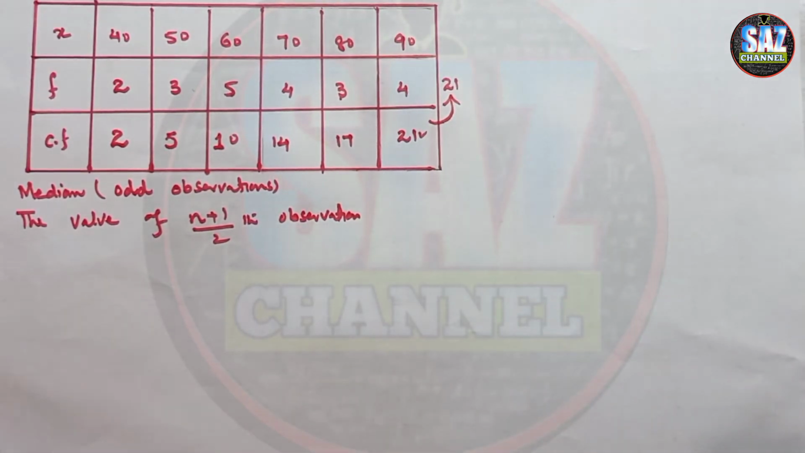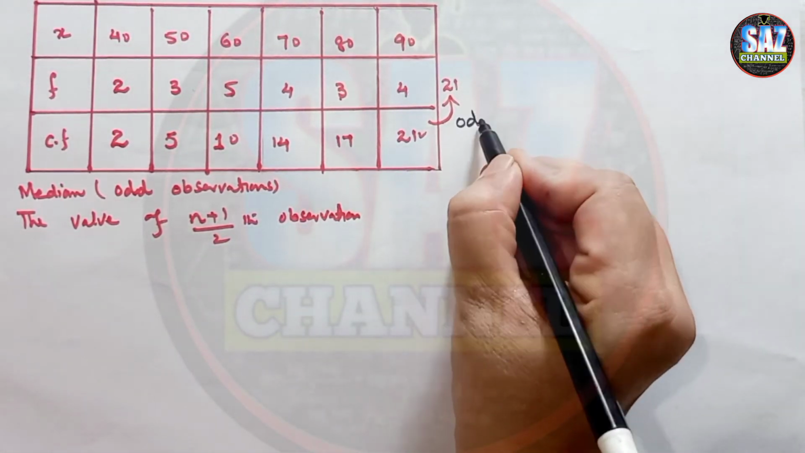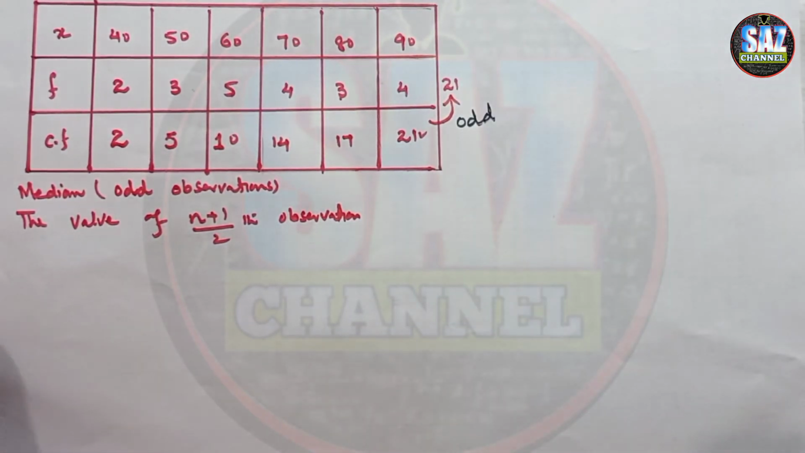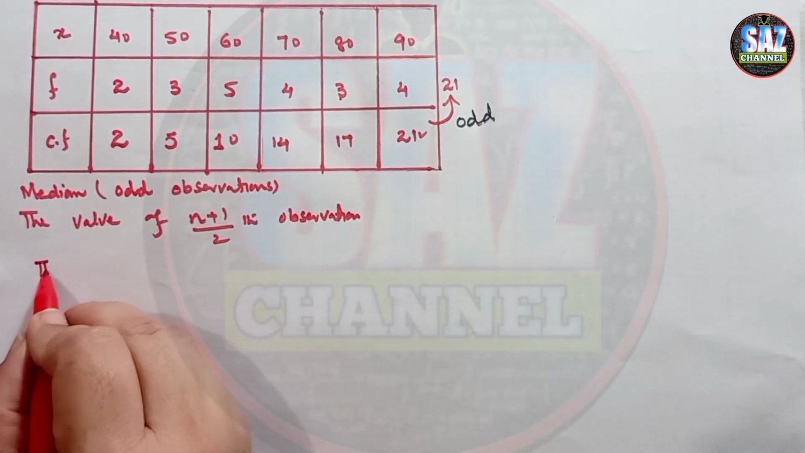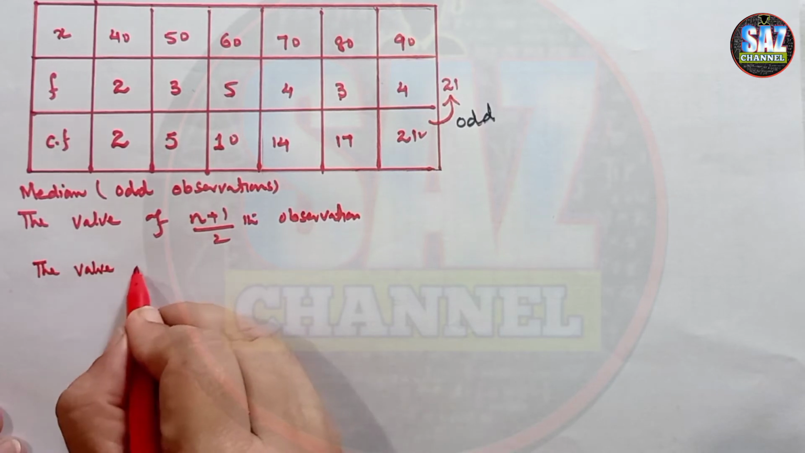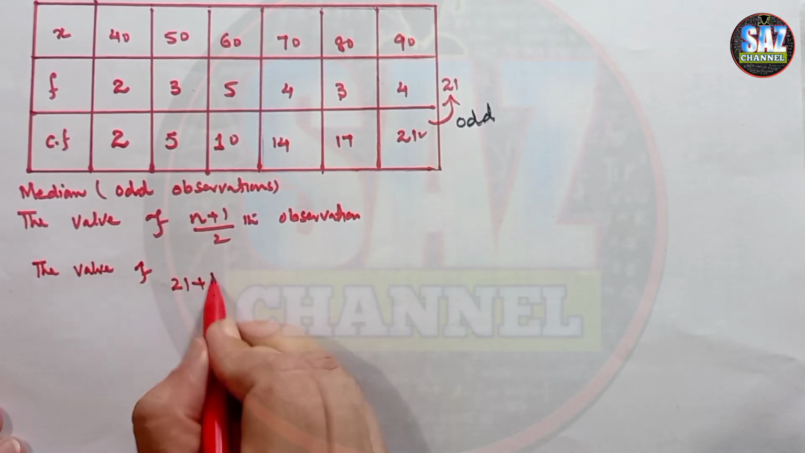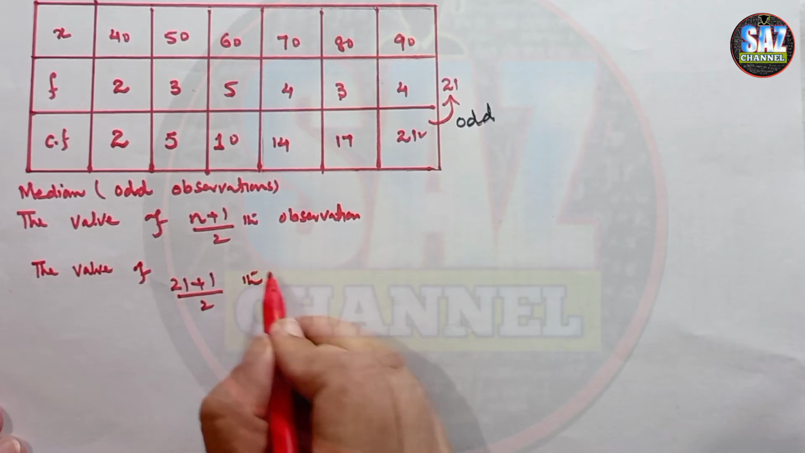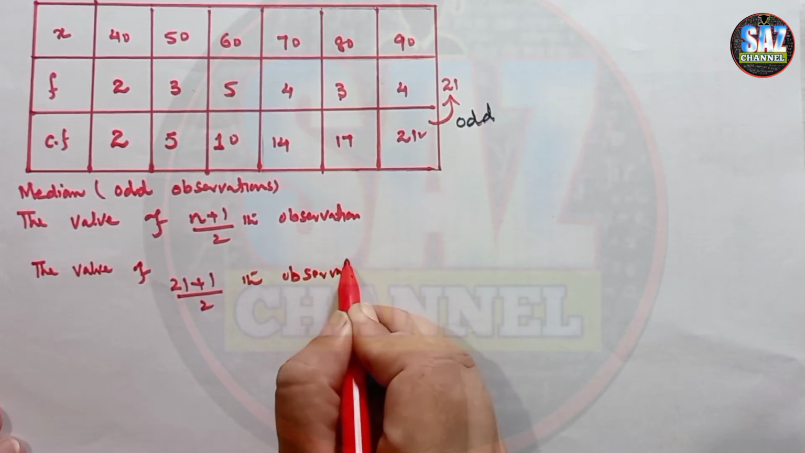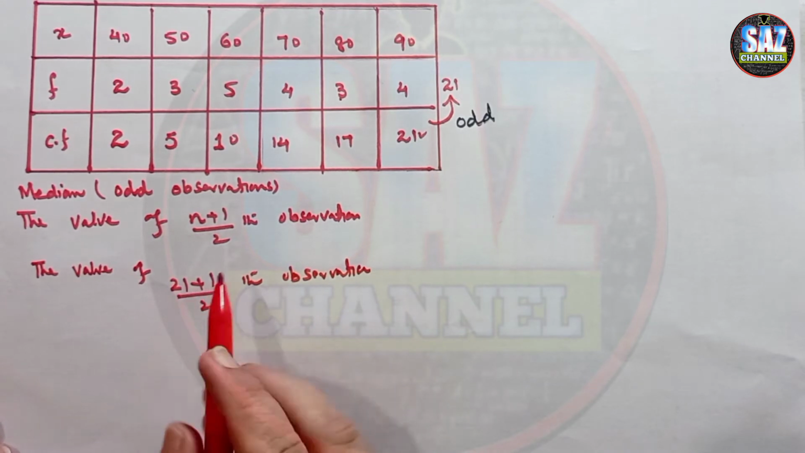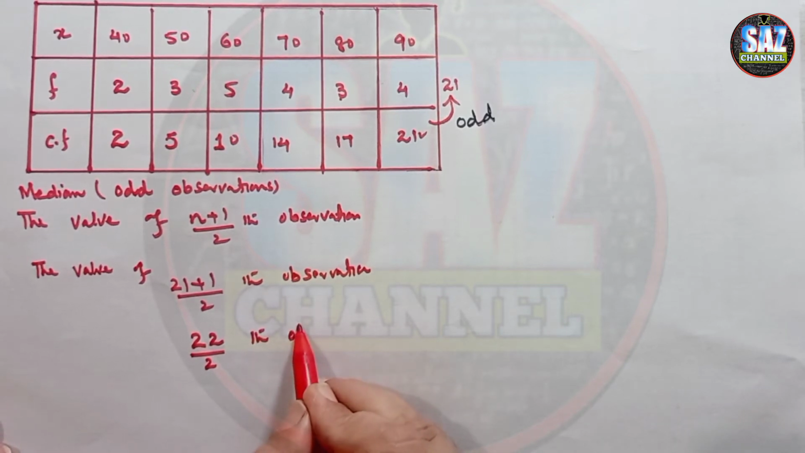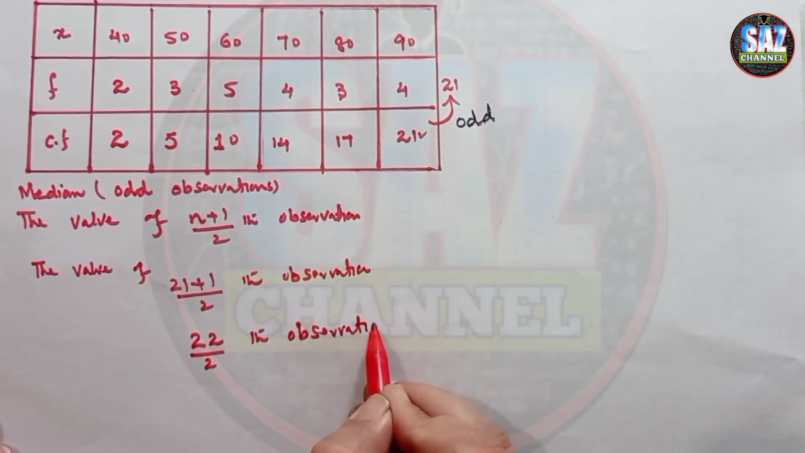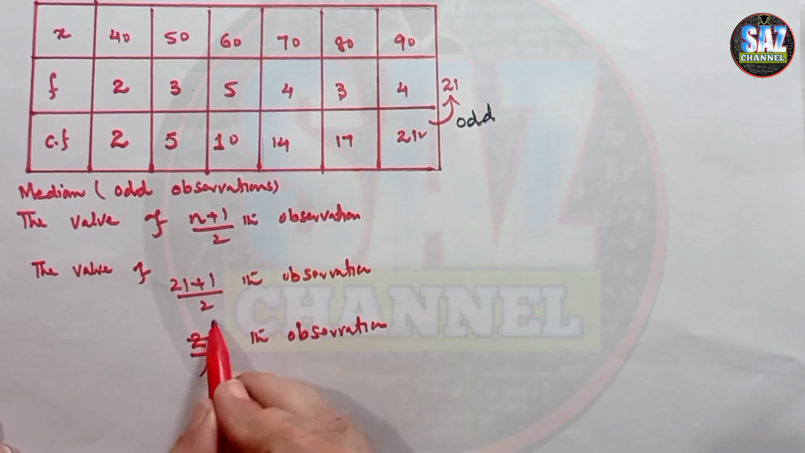Now, in order to get the median for odd observations, the value of the (n plus 1) over 2th observation, n will be replaced by 21. The value of (21 plus 1) over 2th observation. 21 plus 1 is 22, over 2, and 2 elevens are 22, so it is the 11th observation.